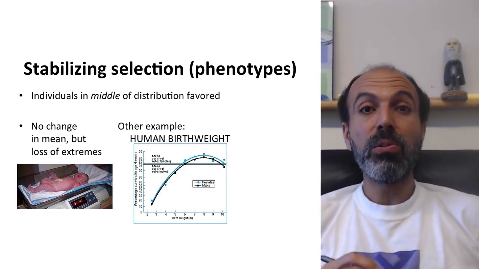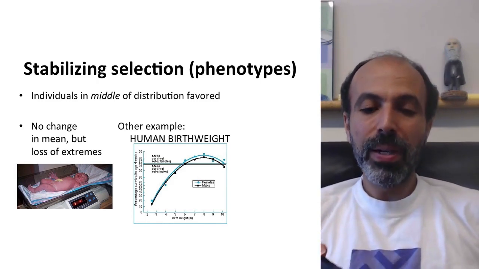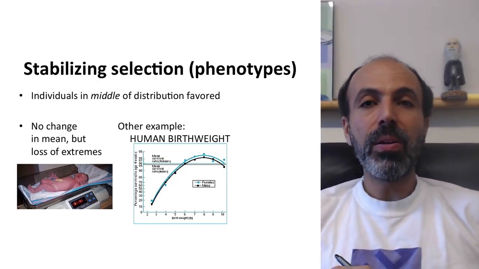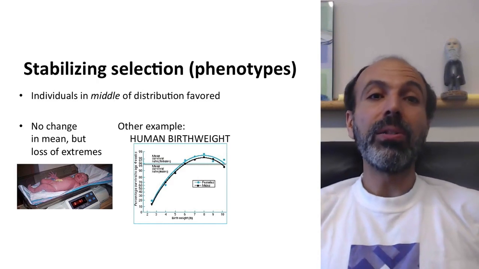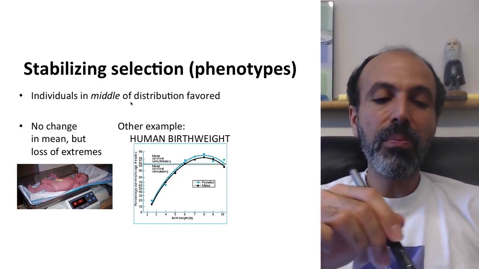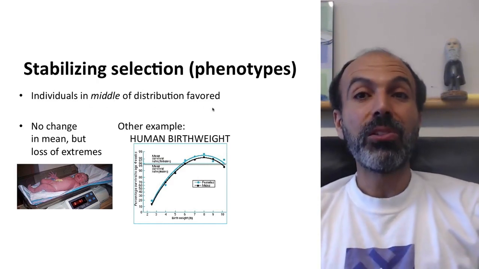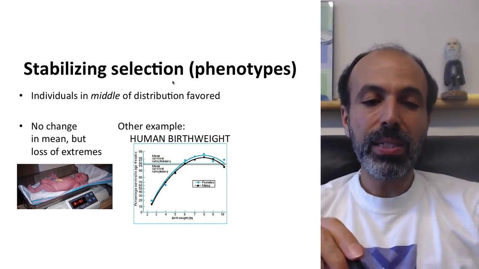That, you know, a lot of them do survive, especially with medical intervention, but the probabilities tend to go down, especially if you have less medical intervention there. Again, individuals in the middle of the distribution are favored by natural selection. So this would be a case of stabilizing selection.